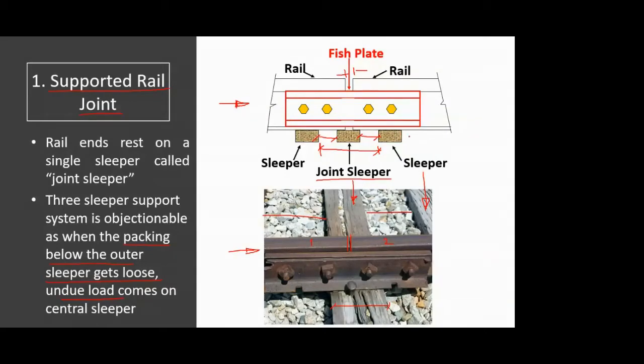Okay, and if these normal sleepers deviate, or sink somewhat below, that will cause a huge load on this joint sleeper. So the wear and tear of that joint sleeper will be more. As you can see in this picture also, the condition of the joint sleeper is not good. It has cracked in between, as it's a wooden type. So that's why this type of supported rail joint is not much practiced in the field.